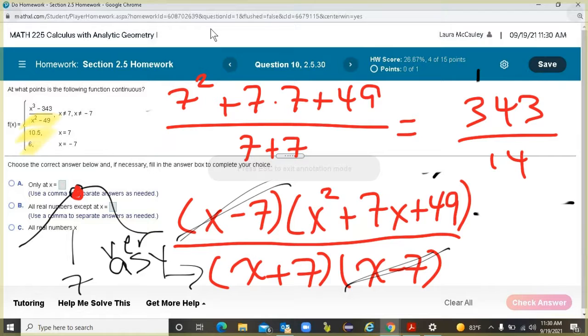Okay, let me make sure that I did my math right there. 7 times 7 plus 7 times 7 plus 49. Yeah, see, I wasn't even close, you guys. What was I doing? I was multiplying them all. All right, so the top is 177. And so then if we divide that by 14, I'm still not getting 10 and a half, you guys.